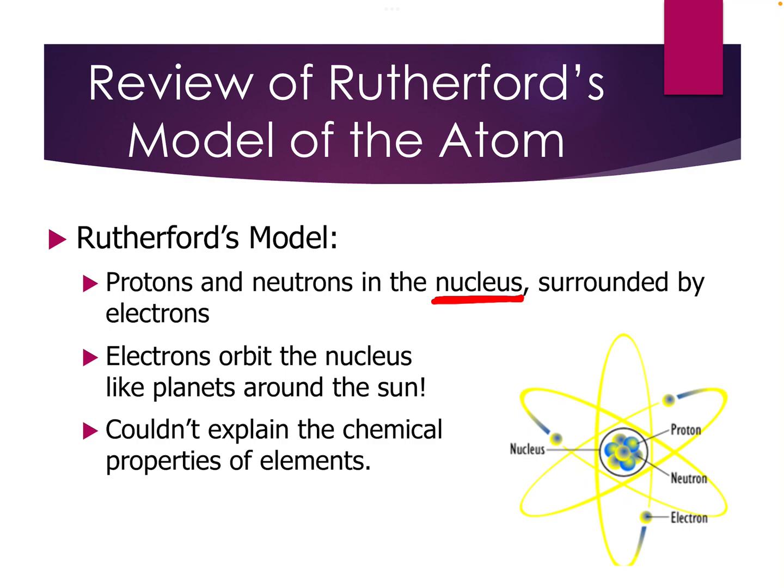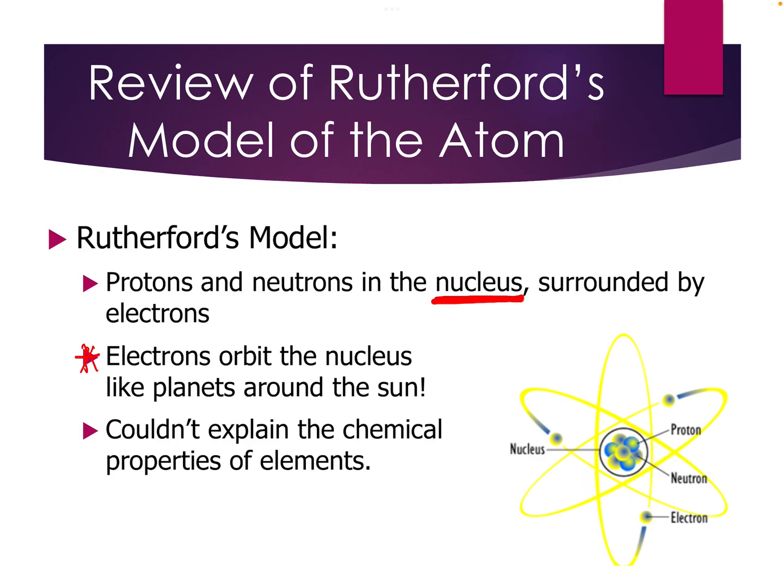So he changed his model. He said there's a nucleus in the middle, there's electrons going around the outside, and he said that the electrons orbit the nucleus like planets orbit the sun. So his model is sometimes called the planetary model of the atom because of this statement, which is kind of fun. So it was a good thought, right?